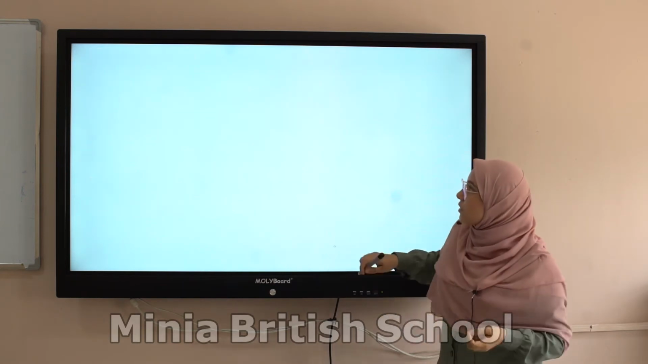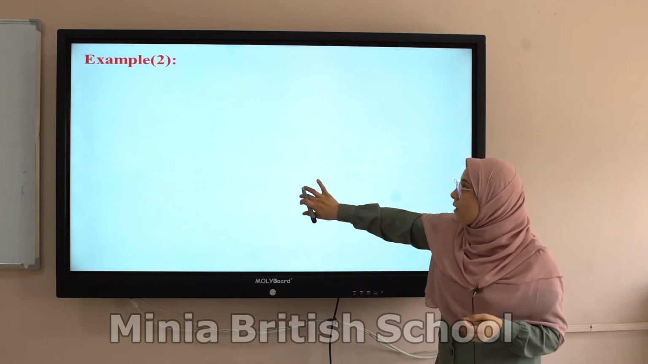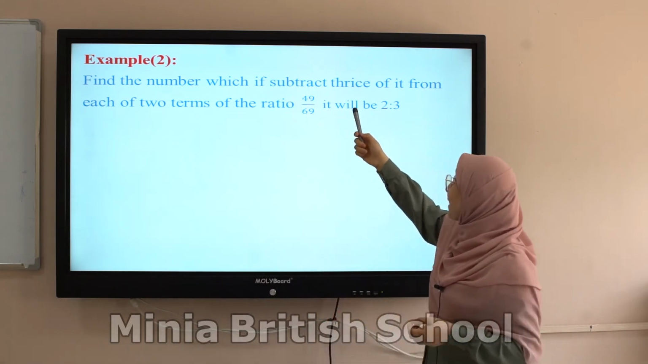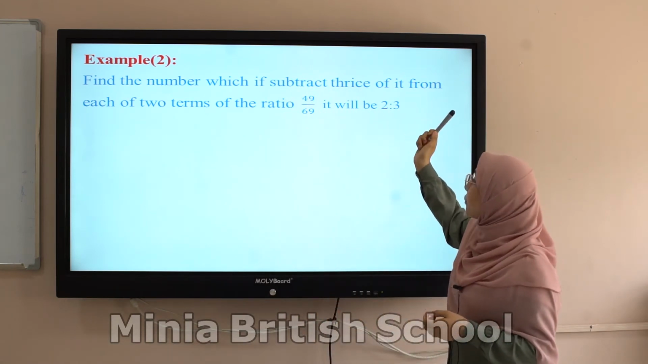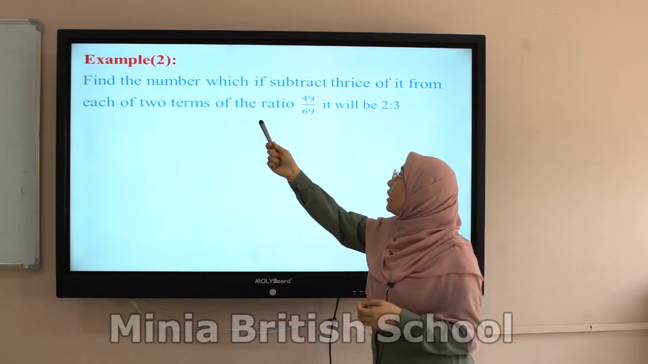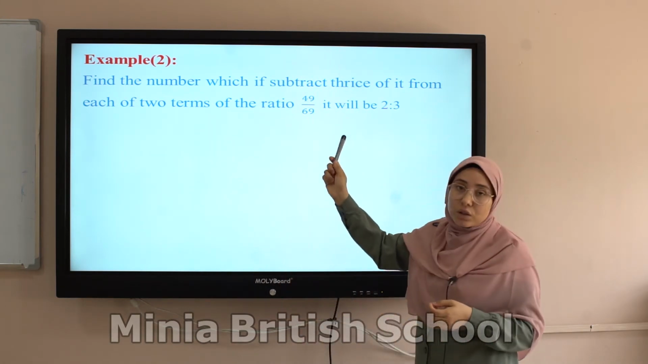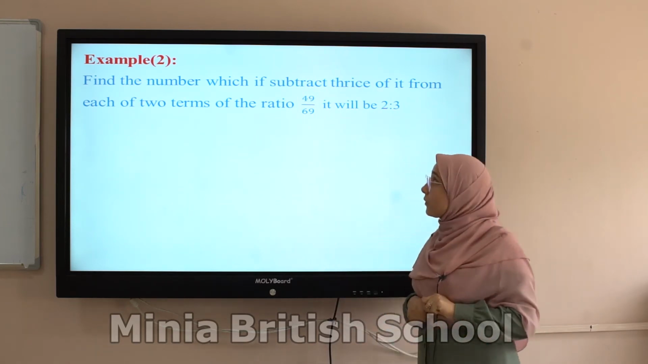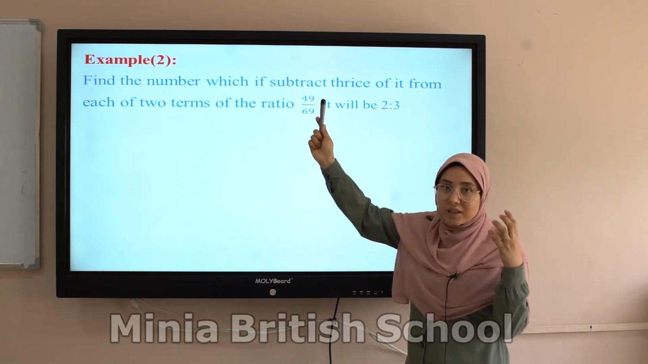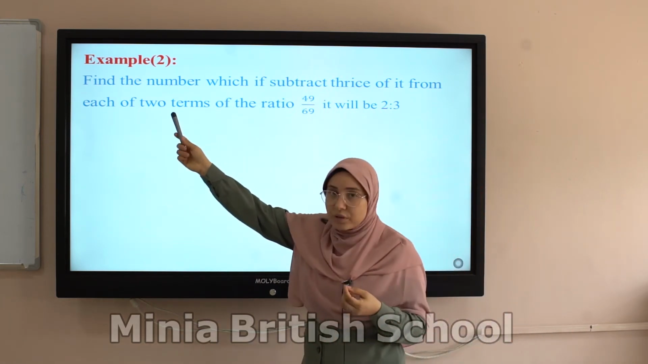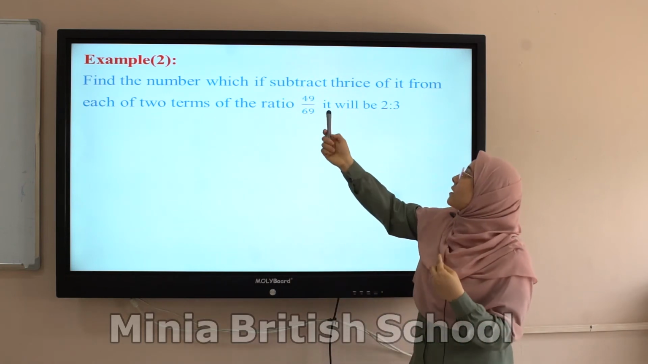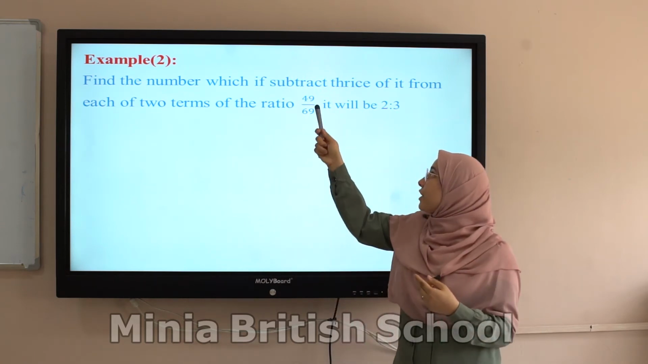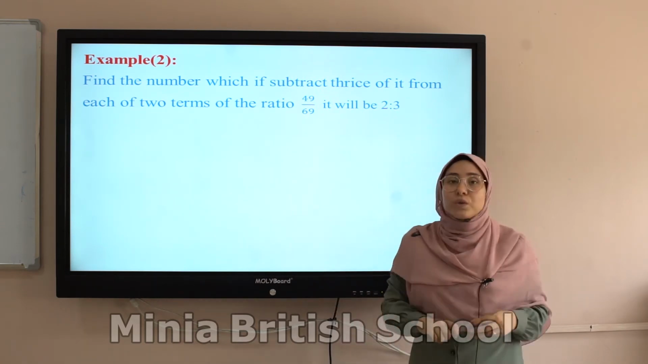Okay, another example, number 2. Find the number which, if thrice of it is subtracted from each of the two terms of the ratio 49 to 69, it will be 2 to 3. I will subtract thrice of the number from this ratio, and it will be 2 to 3.